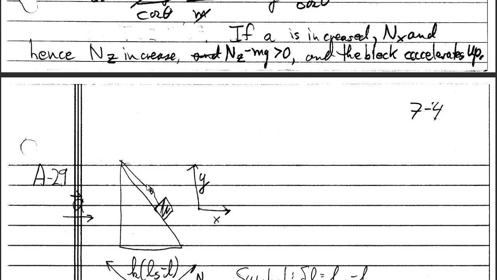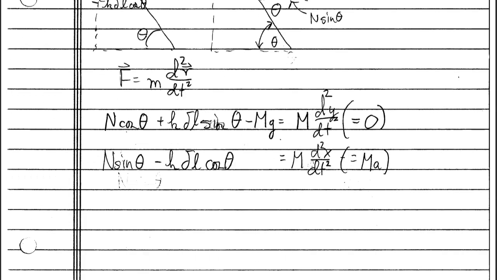But if you instead chose y perpendicular to the surface, and x parallel to the surface of the plane, you would discover that over here you had both a y and an x acceleration, and you would have had to break the acceleration vector into its components. We have avoided doing this.